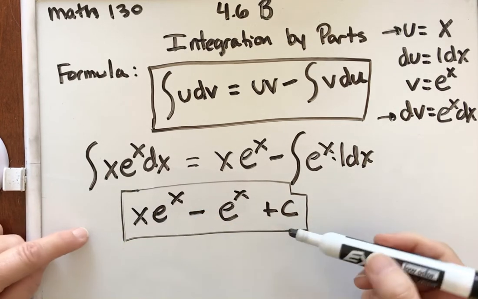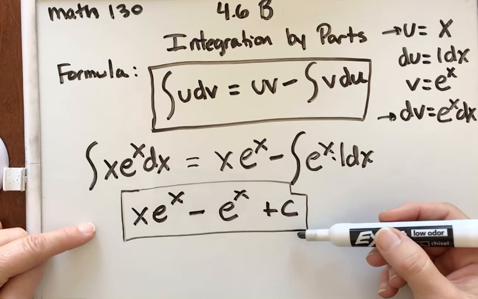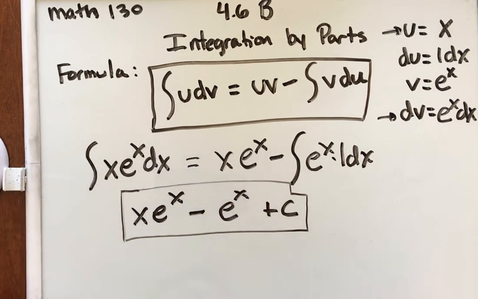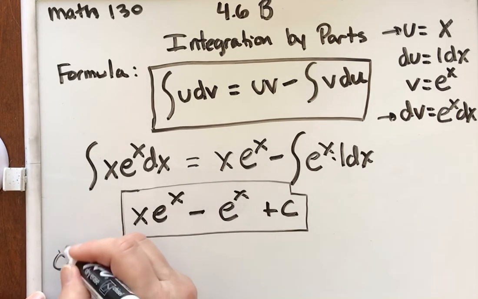Now how could we check our answer? The way to check our answer is to take the derivative of this, and you'll see we will get that. So let's check and see if that works.